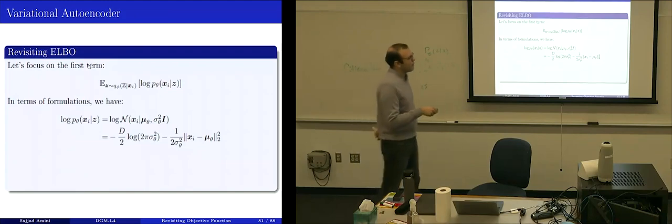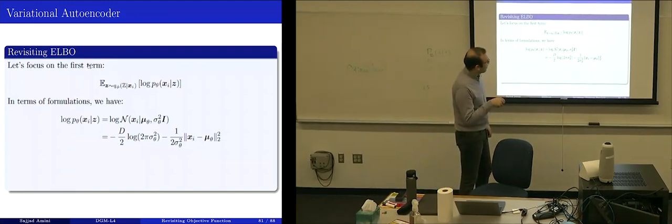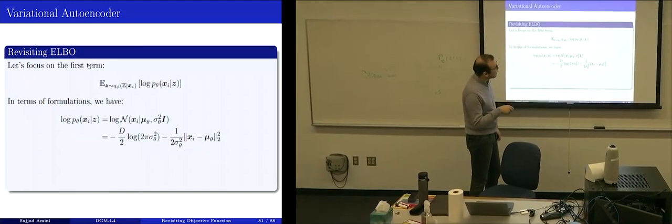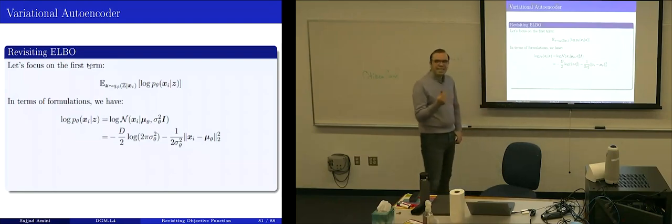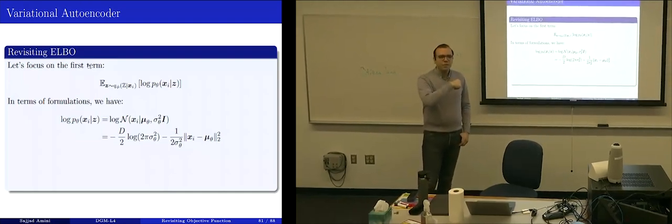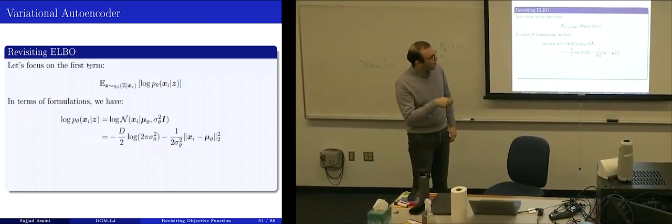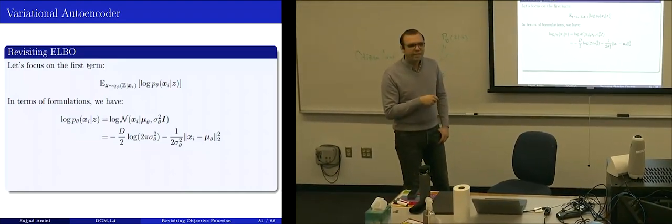And remember that when we talked about how phi parameters affect this term, we know that both mu and sigma 2 are a result of z, which is the sample from a distribution parameterized by phi. So this term is a function of phi. Is it clear how phi affects this term?